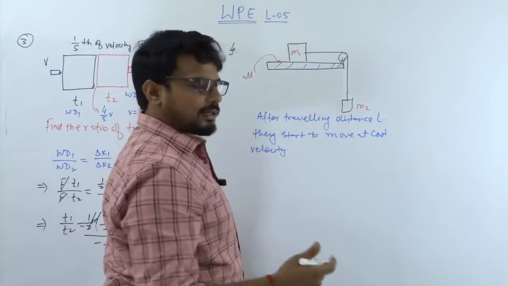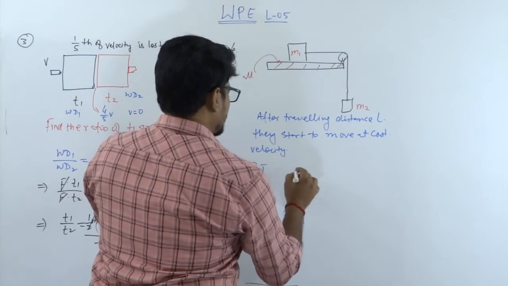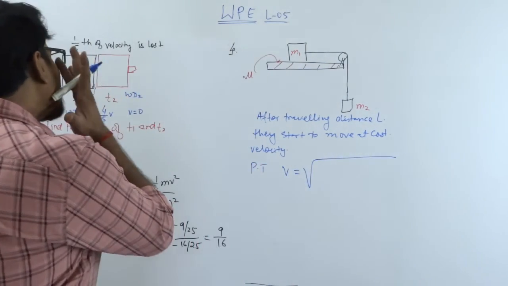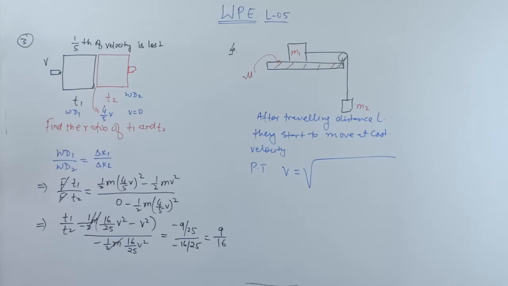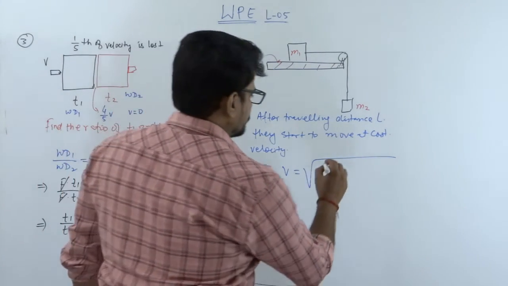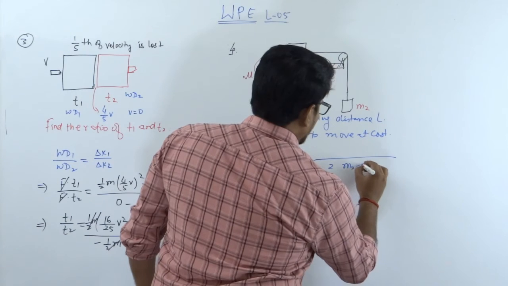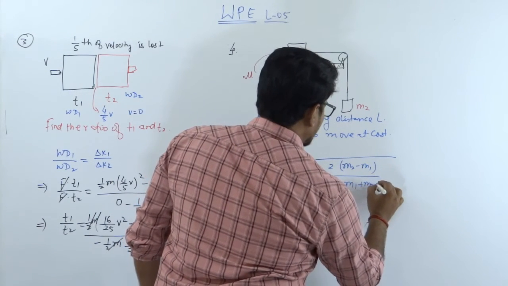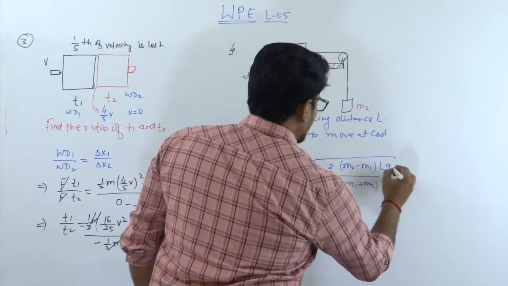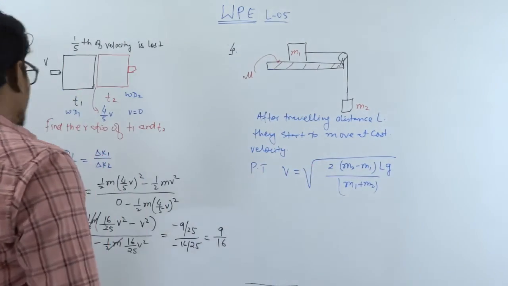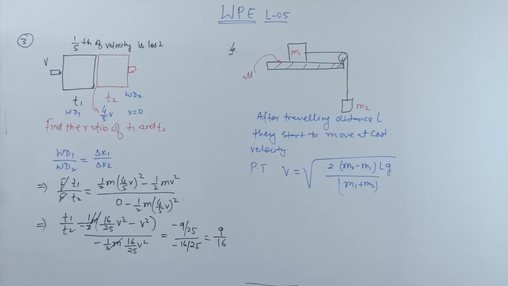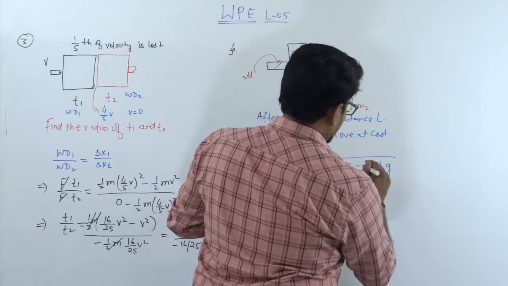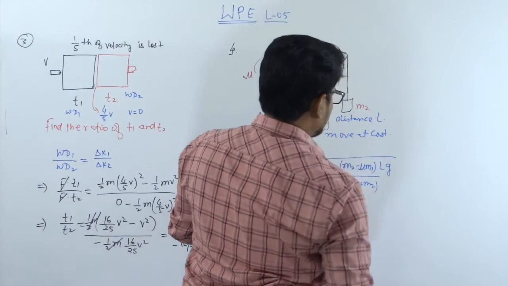Let's do this in proof form. Prove that the constant velocity is given as 2 times the square root of (m2 minus m1) upon (m1 plus m2) times L g, 2 times L g. Okay, you have to prove that. Let's also introduce mu. Here there will be mu, which was missing, mu times m1.